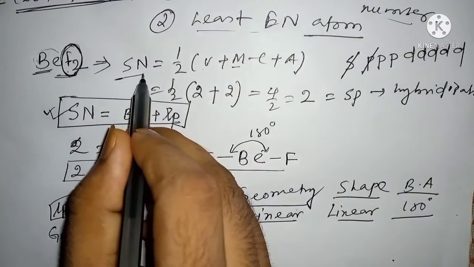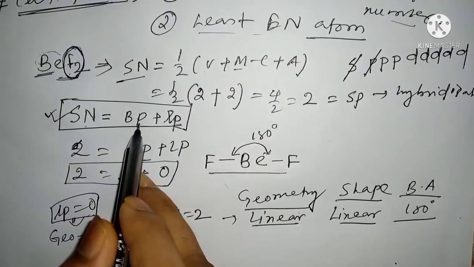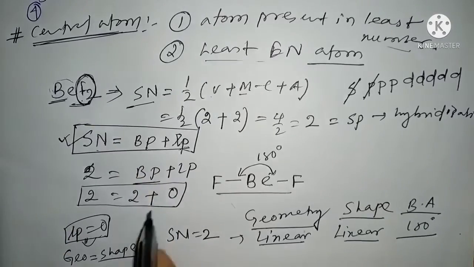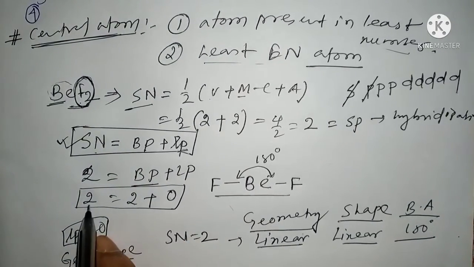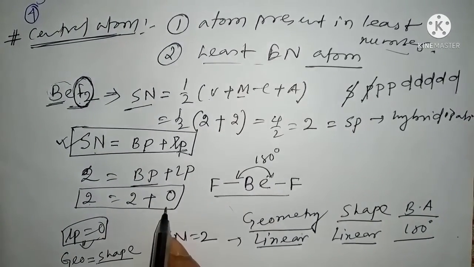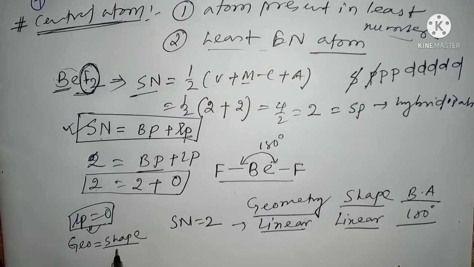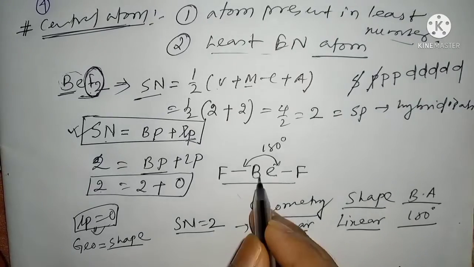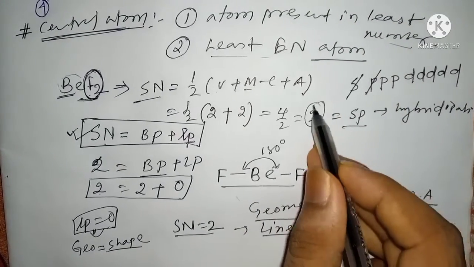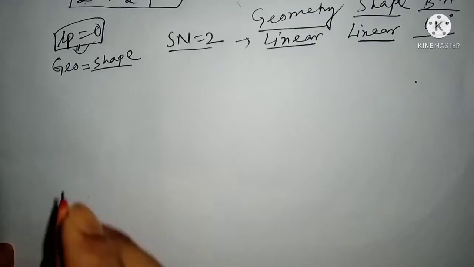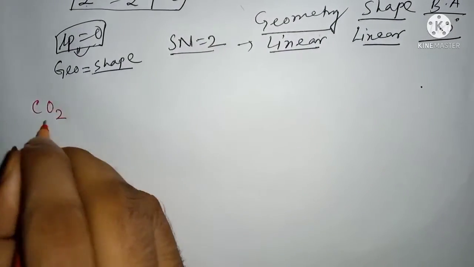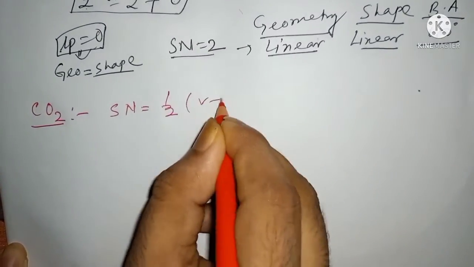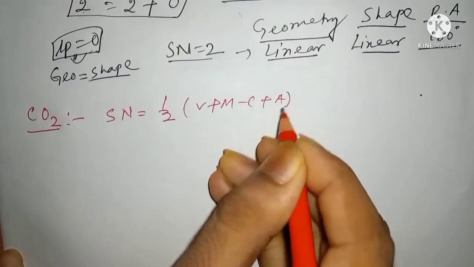First calculate the steric number. Then steric number equals bond pair plus lone pair. Bond pair means the number of side atoms, which is 2, so bond pair equals 2, and lone pair equals 0. So geometry and shape are equal. In case of steric number 2, geometry is linear, shape is also linear, and the bond angle is 180 degrees. The hybridization is sp. Now another example: CO2. First, steric number calculation: half into V plus M minus C plus A. This is the steric number formula.